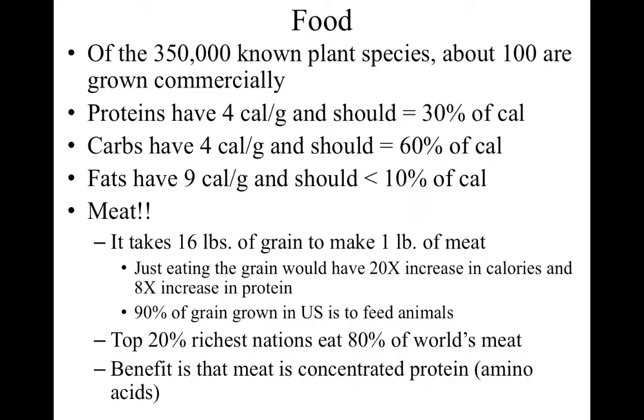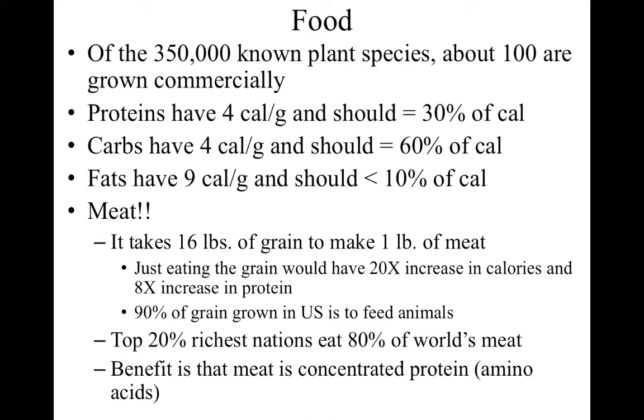First, more about our diet, the food that farmers do provide for us. There's over 350,000 plant species that are known, but of all of them, we really only eat just a handful of them, about 100 are grown commercially. And so of the 350,000 known plant species, you go into the supermarket, you're only going to find about 100 of them.